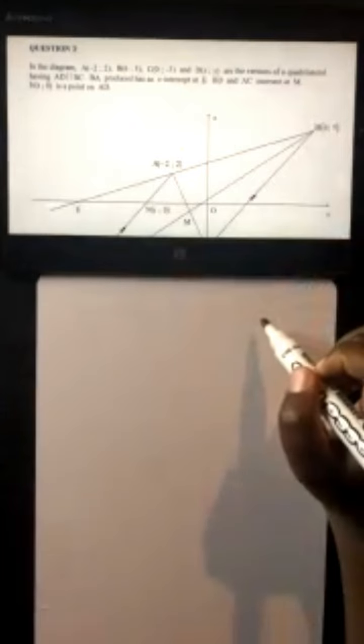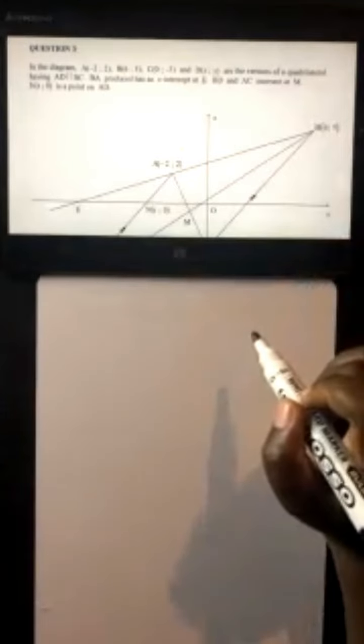If you're able to answer this question, ladies and gentlemen, it means you won't have any difficulties answering your mid-year exam paper. So, guys, I'm going to try by all means to make sure that my explanation is clear, and that it does not confuse you in any way.